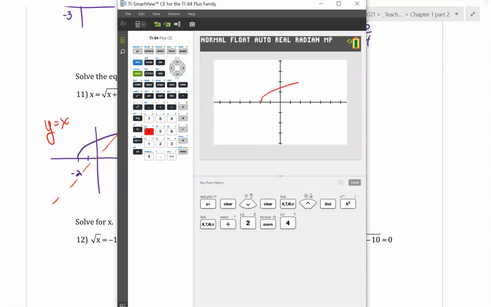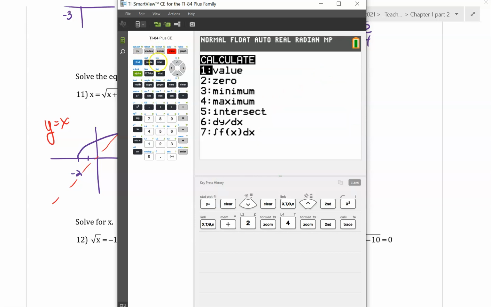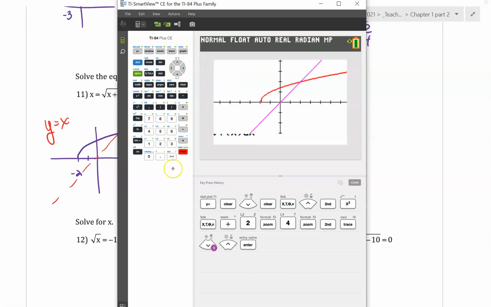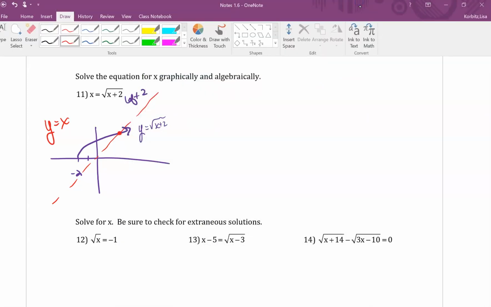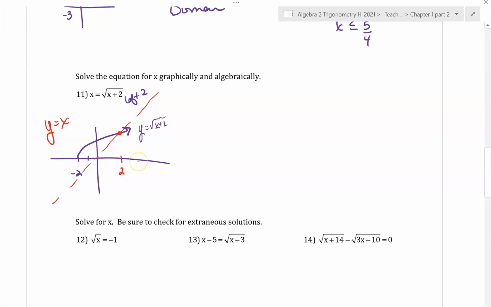So if you take a look at the graph, we want to know where those two functions are equal. So I want to know what x value, because we're saying solve for x, will those two equations have the same y value. So let's take a look. If we did calculate, intersect, and we want to find that intersection. Okay. So that would be at 2, 2. So that means that when x is 2, these two graphs have the same y value. So we know the answer is x equals 2.